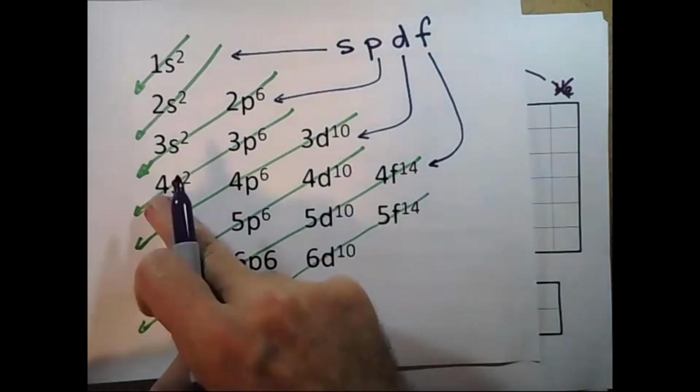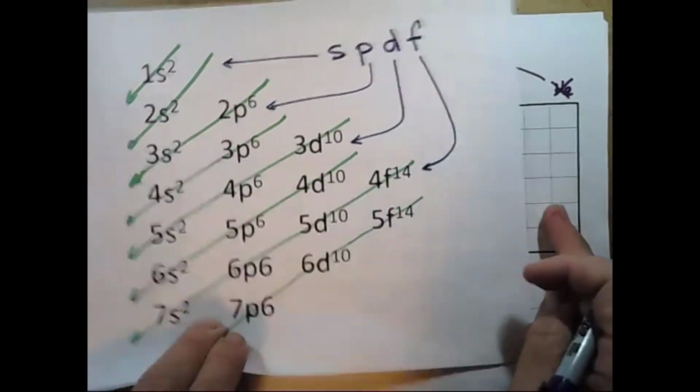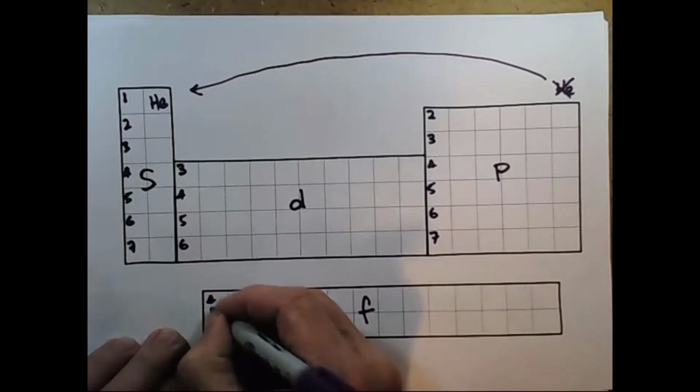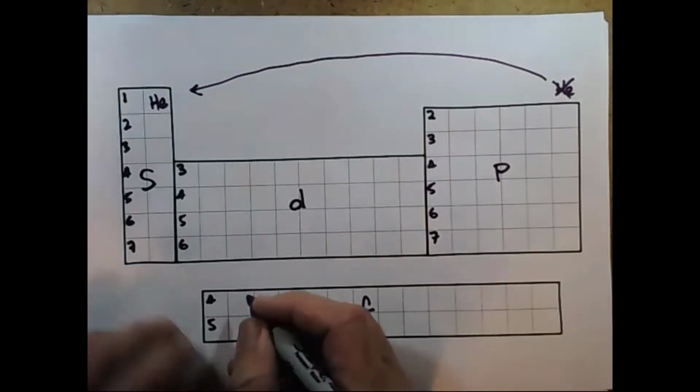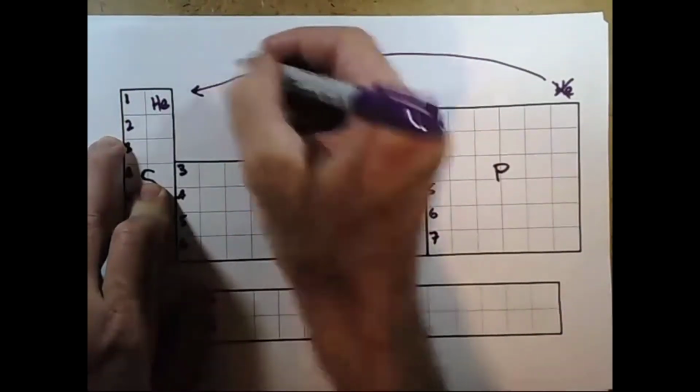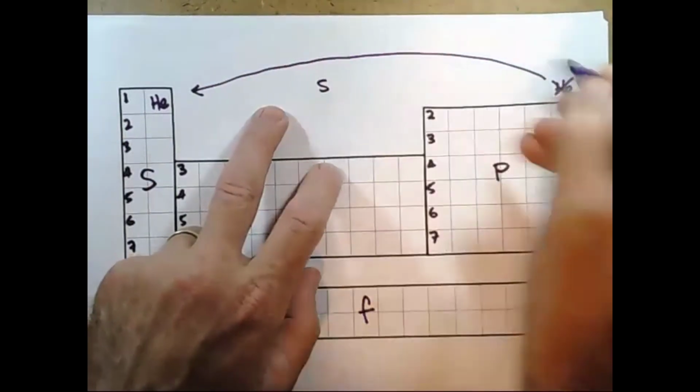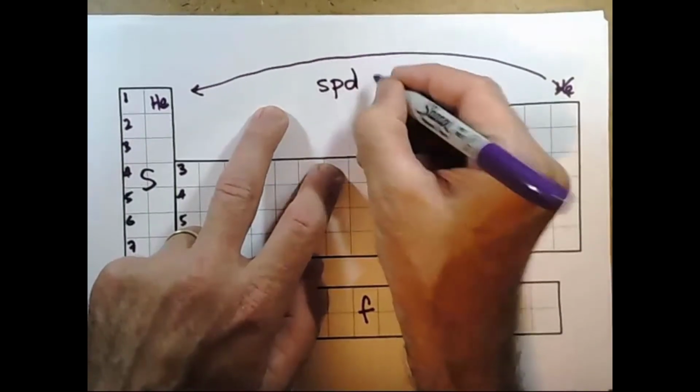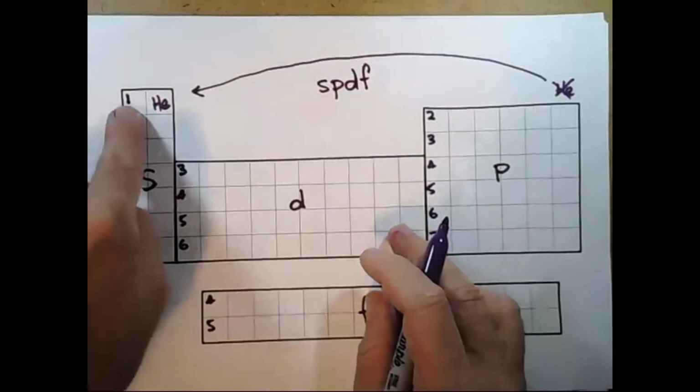And F. Well, we first see F in the 4th shell. So I'm going to put 4 and 5. Okay, so you'll notice here, remember, all we remembered so far is S, P, D, and F. F starts with a 4.